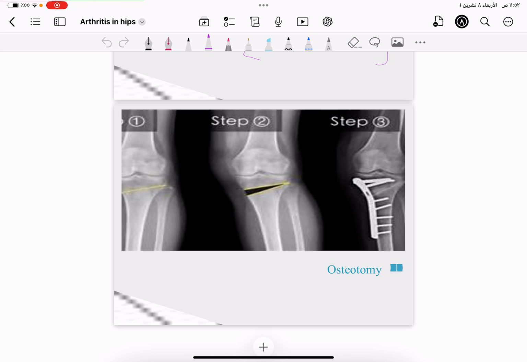That we normally do for young people. You don't want to commit to total replacement, and it's one compartment that is affected. Ultimately, they end up with total knee replacement, but at least they buy a few years. Okay?